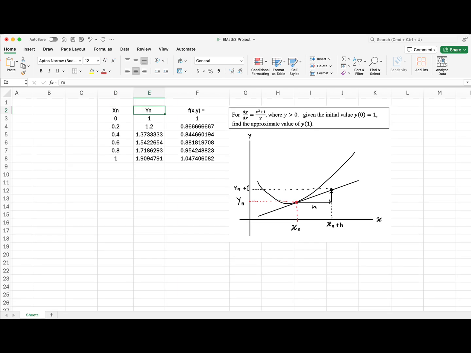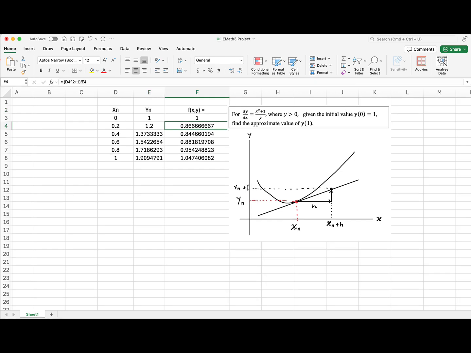The yn column will indicate the values of the y-axis, which we are trying to find using Euler's formula. For the next portion, the f(x,y) column, I will be using the given general formula in order to find the values. The formula being dy over dx equals x squared plus 1 over y. With this, I will input the values x squared plus 1 over y into the cell using that formula in order to find the value.